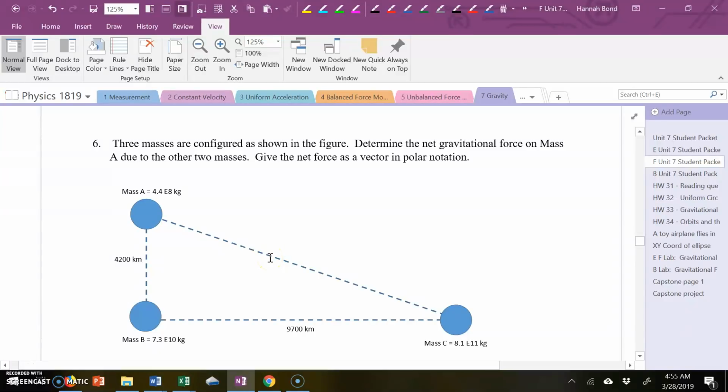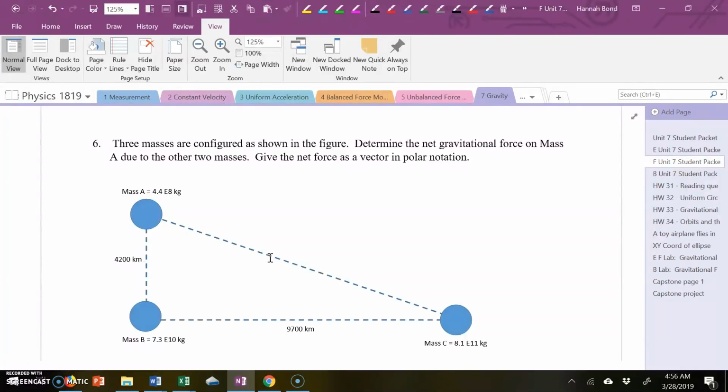The final problem in section B of the student packet has to do with superposition of gravitational forces. So in problem 6, we see a diagram that shows 3 masses. Let's just assume that these are far out in space, so there's nothing else. There are no planets or anything else close to them. The only forces in this situation are gravitational forces between the masses.